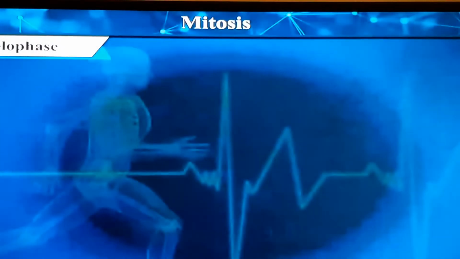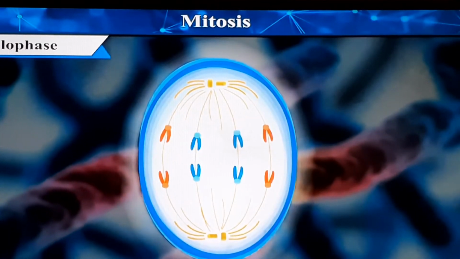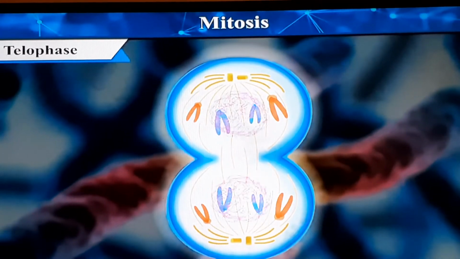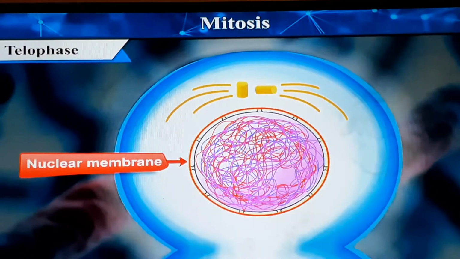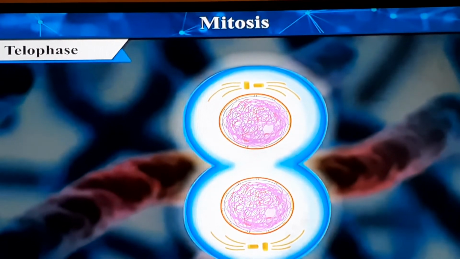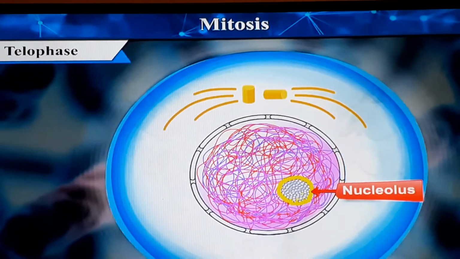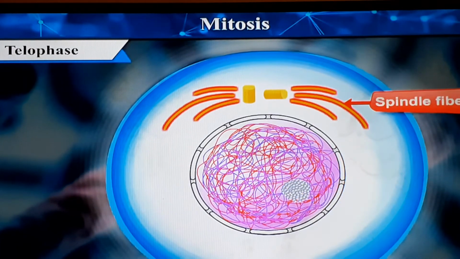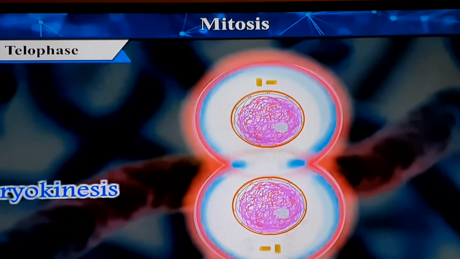D. Telophase. The chromosomes which have reached opposite poles of the cell now start to decondense, due to which they again become thread-like, thin and invisible. The nuclear membrane is formed around each set of chromosomes reached at the poles. Thus, two daughter nuclei are formed in a cell. Nucleolus also appears in each daughter nucleus. Spindle fibers completely disappear. In this way, karyokinesis completes and cytokinesis begins.